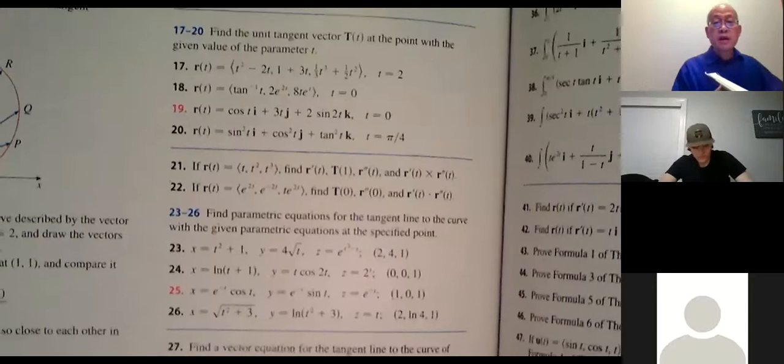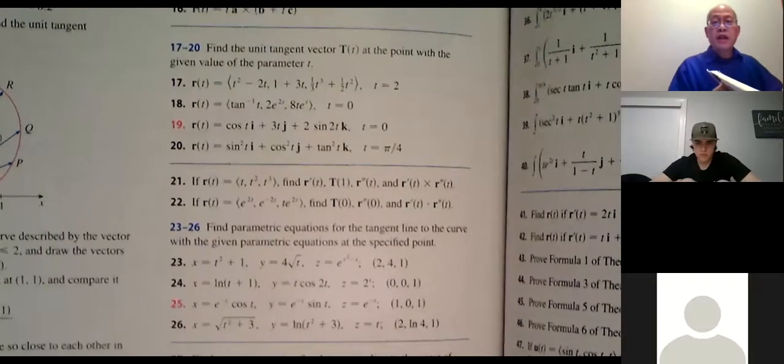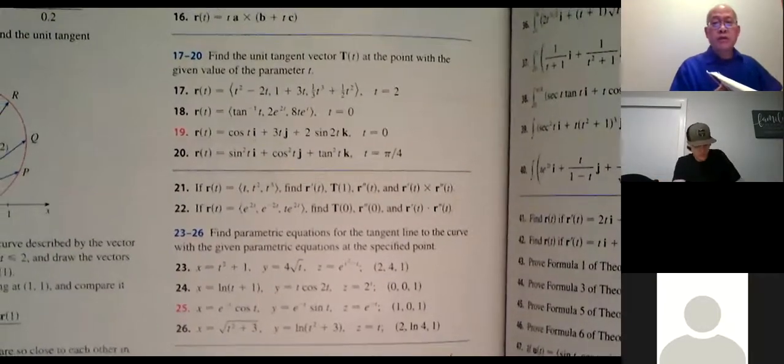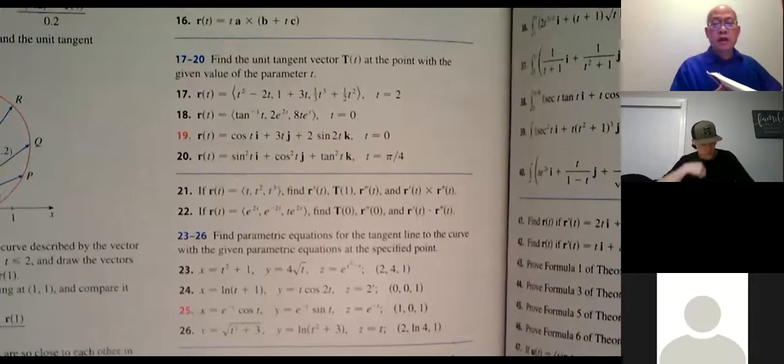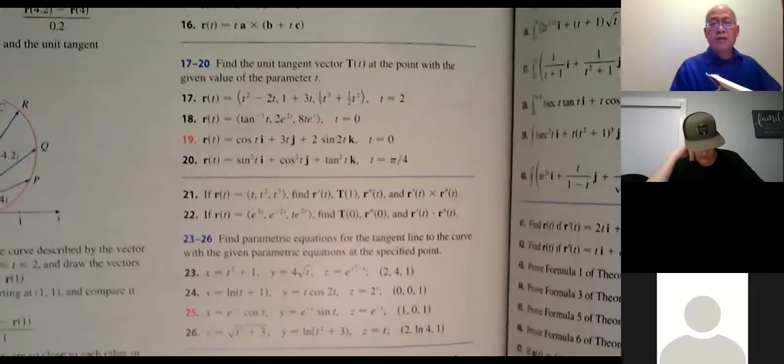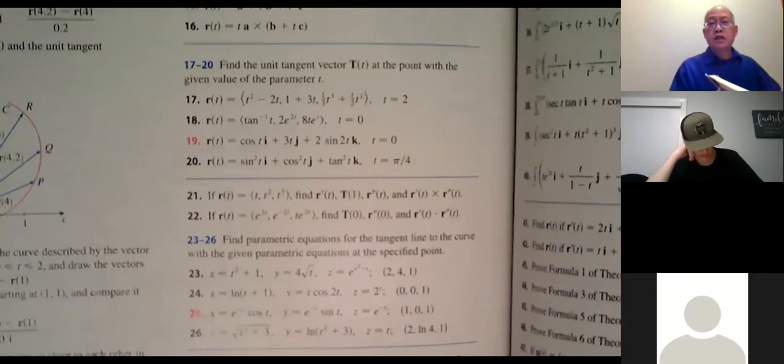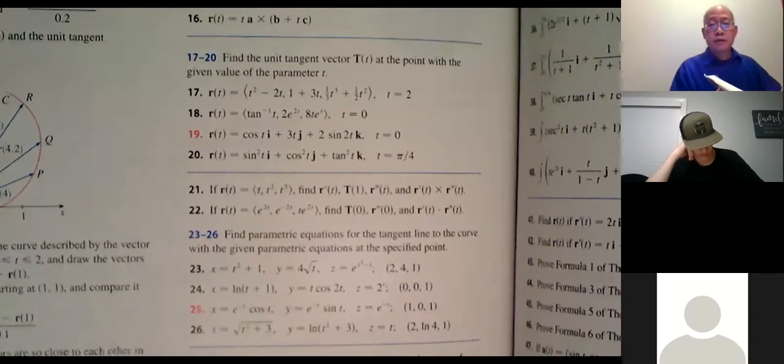Okay, then 17 and 19. 17, find a unit tangent vector at the point with a given value of the parameter t. So we've already found a tangent vector. To get a unit tangent vector, just divide by its magnitude. Okay, so 17.